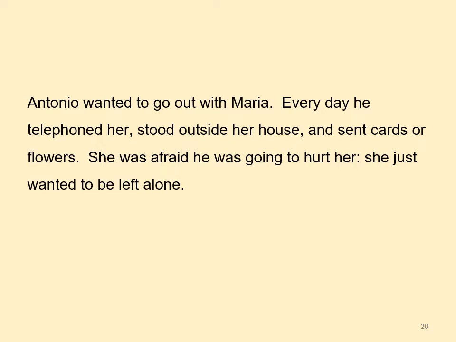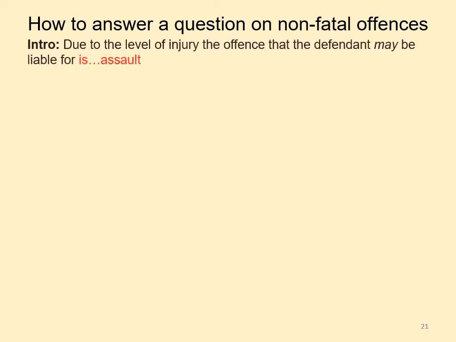So what we're going to do now is have a look at some of your scenario questions. Yep, you are ready to go on a scenario question. So Joseph Chamberlain students, you'll see at the top of page number 10, there is Antonio. He wanted to go out with Maria, and every day he telephoned her, stood outside her house, sent her cards or flowers. She was afraid that he was going to hurt her, and she just wanted to be left alone. So what I would like you to do is state, explain, apply whether this is an assault. So this is how you're going to do it.